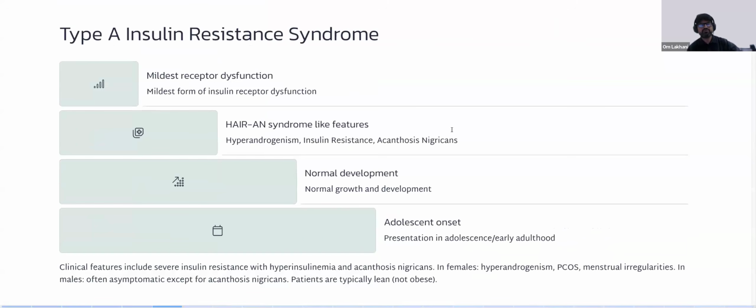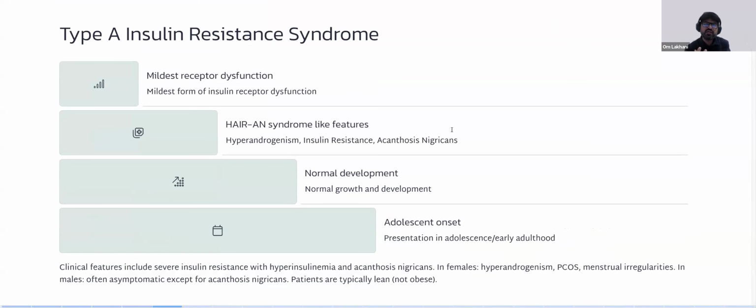And the mildest form of this condition is what was once described as the HAIR-AN type of picture. So they tend to have hyperandrogenism, insulin resistance, and acanthosis nigricans. Again, this is the mildest form. It's generally seen at adolescence or puberty. So it's very difficult to distinguish this from usual insulin resistance. And in fact, not much you can do to diagnose, but they're generally at the more extreme end of the spectrum.